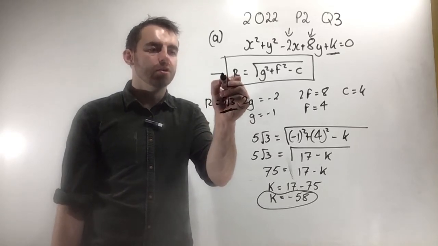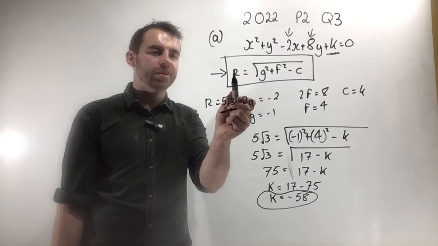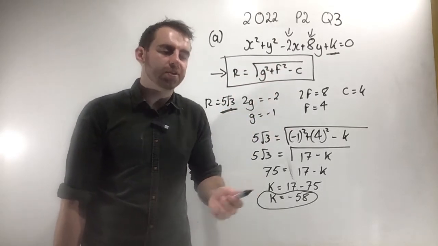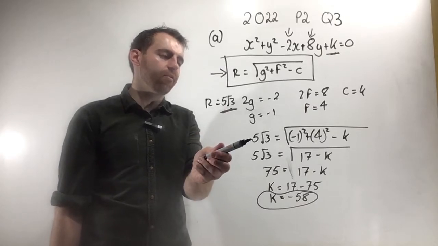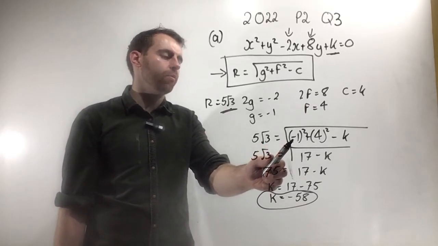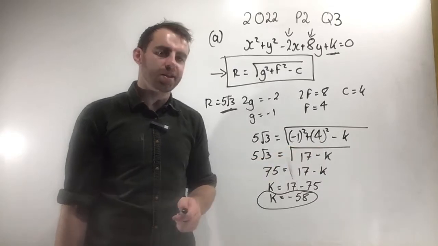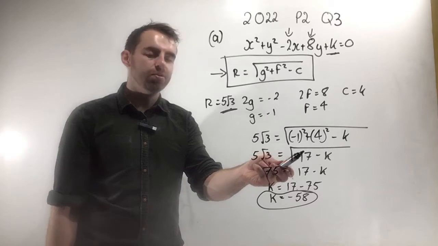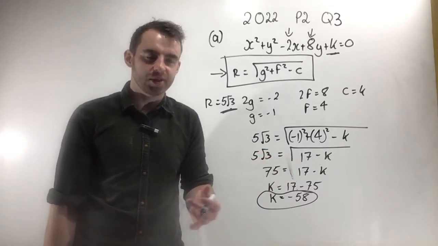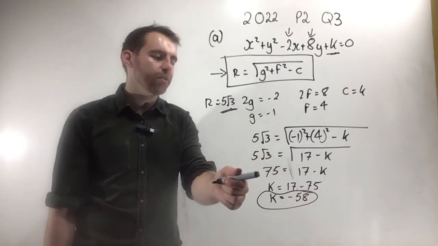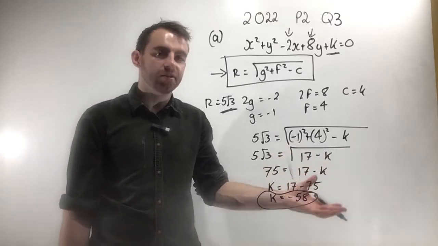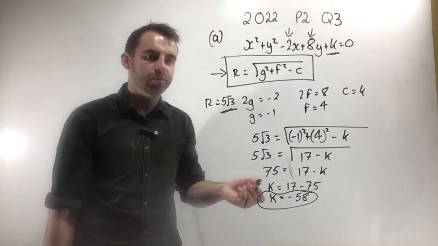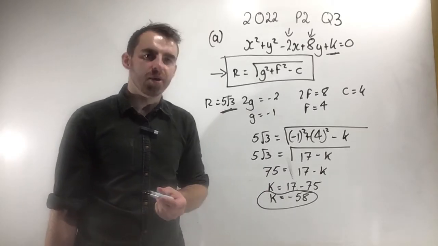The question told me the radius is 5 root 3. In other words, look at the formula in your maths tables, you know what r is, you know what g is, you know what f is. The only thing you don't know is c, so you simply sub in. If I sub into this, I get 5 root 3 equals the square root of minus 1 squared plus 4 squared minus k. And if you add those numbers together, you get 17. What I decided to do then was to square both sides to get rid of my surds. 5 root 3 squared is 75, and if you square the right, then this square root just cancels. Then all I did was bring my k's to one side, my numbers to the other side, and you end up with k equals minus 58.